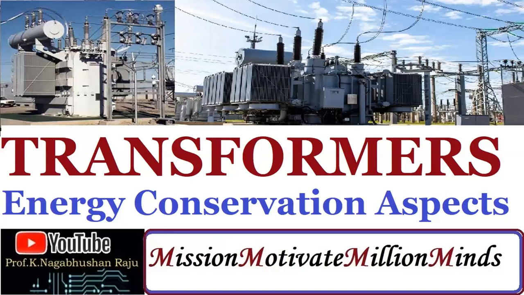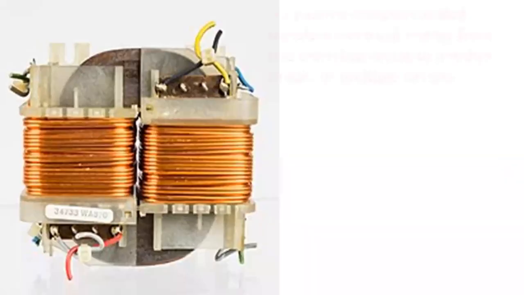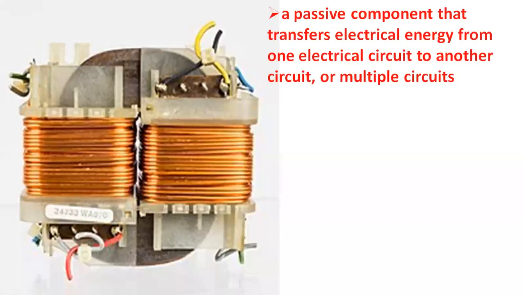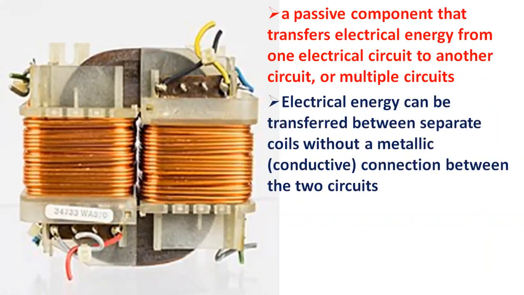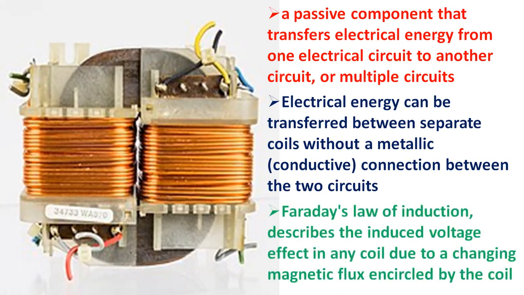Today we shall discuss transformers. A transformer is a passive component that transfers electrical energy from one electrical circuit to another circuit or multiple circuits. A varying current in any coil of the transformer produces a varying magnetic flux in the transformer's core, which induces a varying electromotive force across any other coils wound around the same core. Electrical energy can be transferred between separate coils without a metallic or conductive connection between the two circuits.